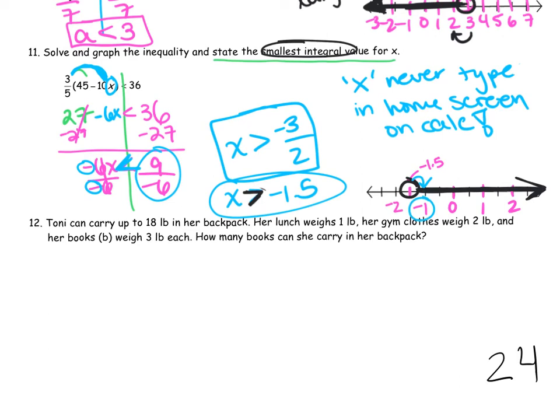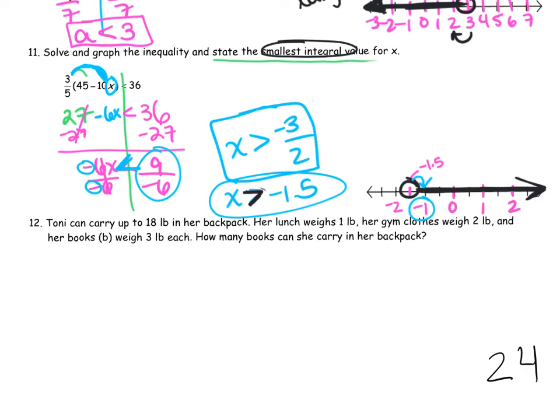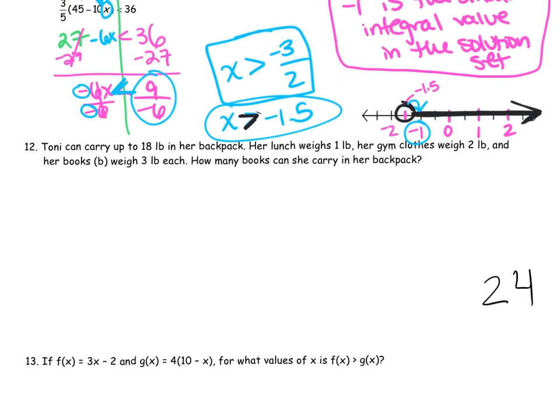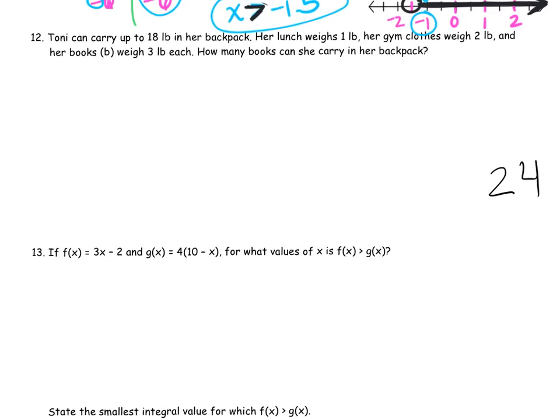So we're going to say negative 1 is the smallest integral value in the solution set. All right, and there you have it. Okay, we're just going to do 2 more together. So let's take a look at question 12. Word problems are really important, guys.